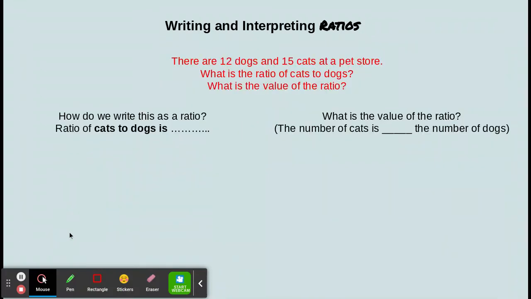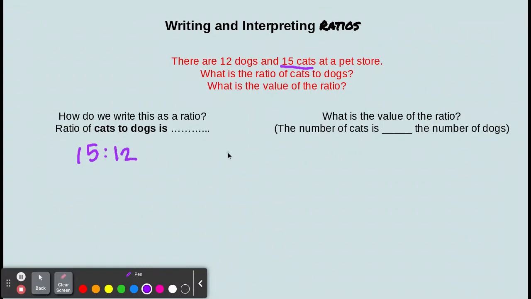Okay, so let's do another example. We're going to have 12 dogs and 15 cats at a pet store. And we want to know the ratio of cats to dogs. Okay, so they say cats to dogs, but up in our sentence above, they listed dogs first. So make sure you pick the cat value. So ratio of cats, 15 cats to 12 dogs.